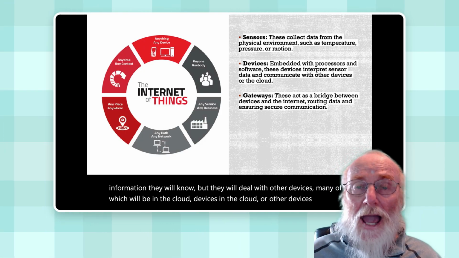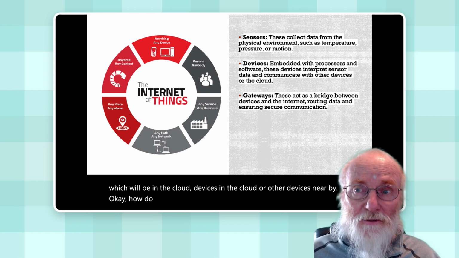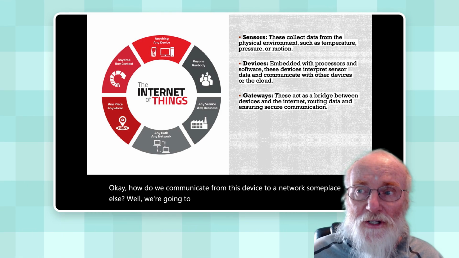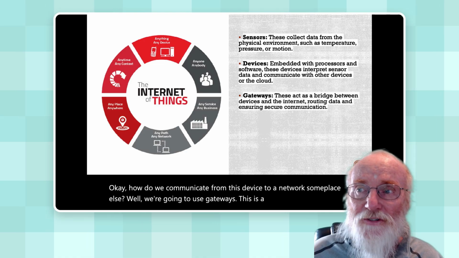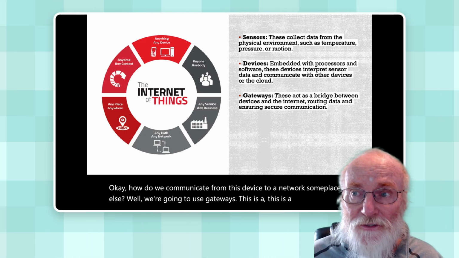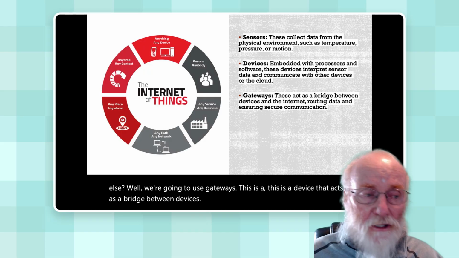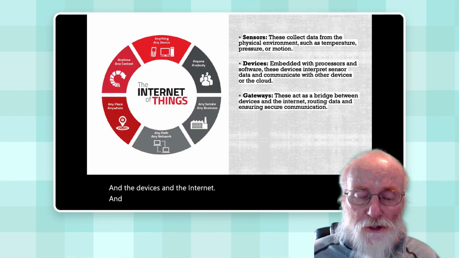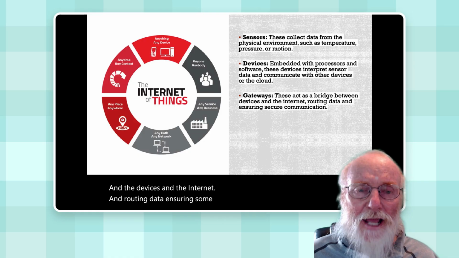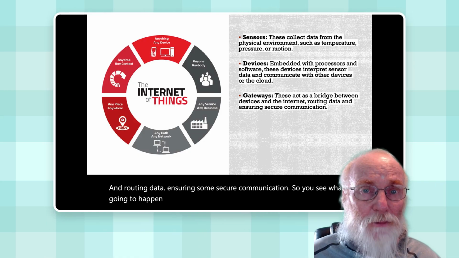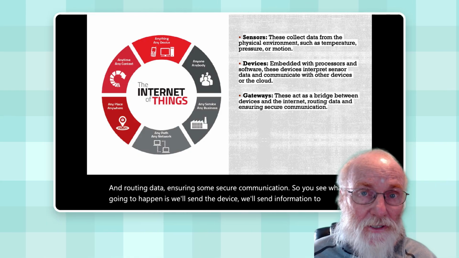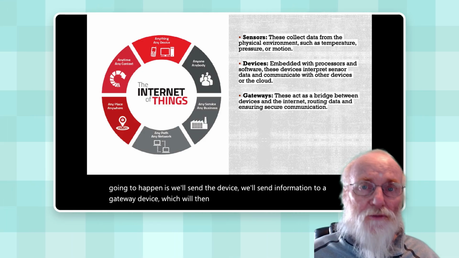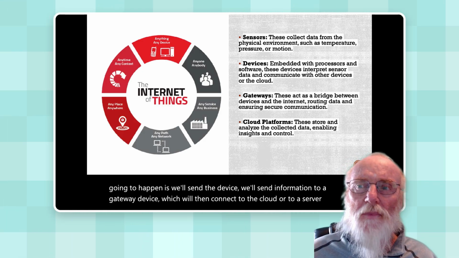Okay, how do we communicate from this device to a network someplace else? Well, we're going to use gateways. This is a device that acts as a bridge between devices and the internet, routing data and ensuring secure communication. So you see what's going to happen is we'll send the information to a gateway device, which will then connect to the cloud or to a server, depending on how it's programmed.